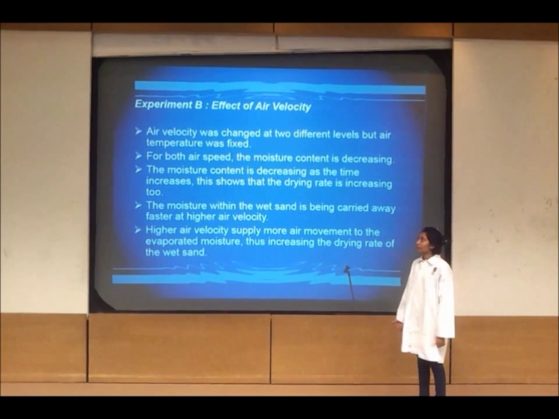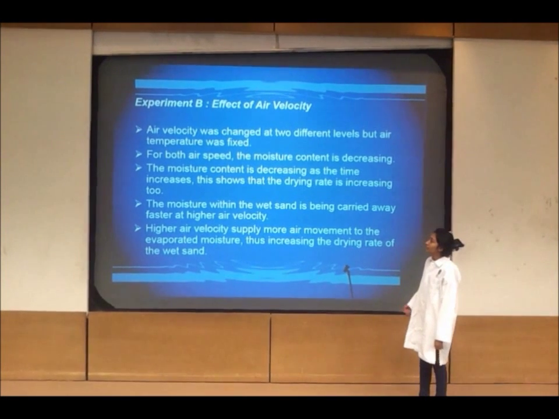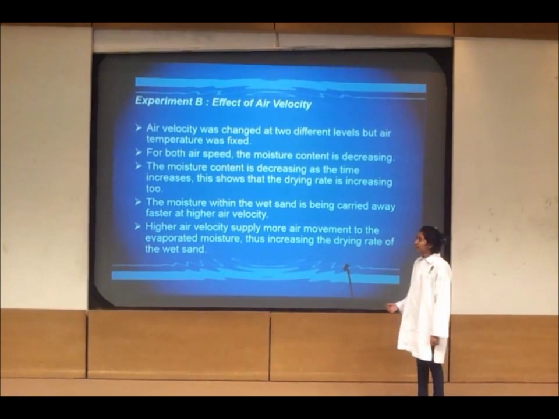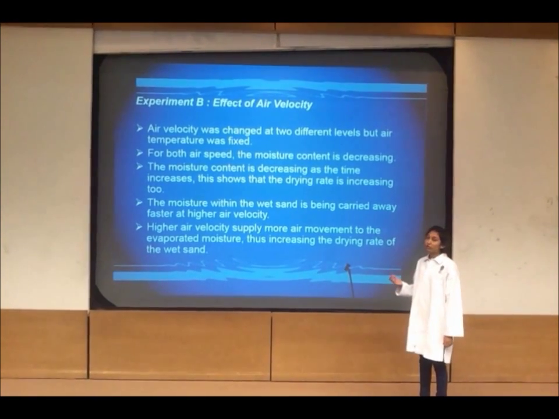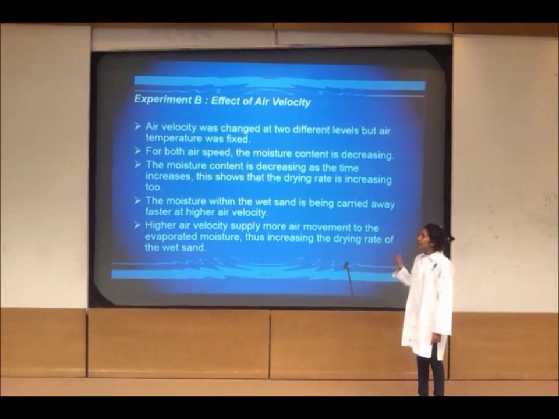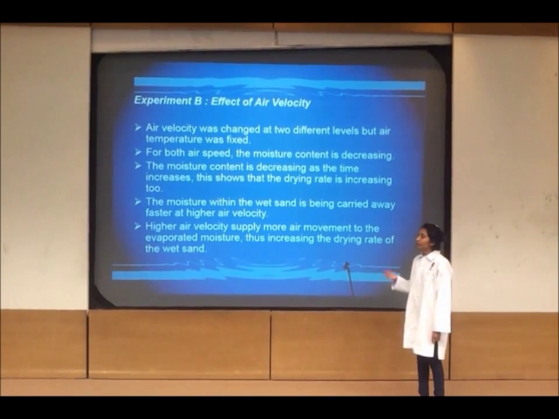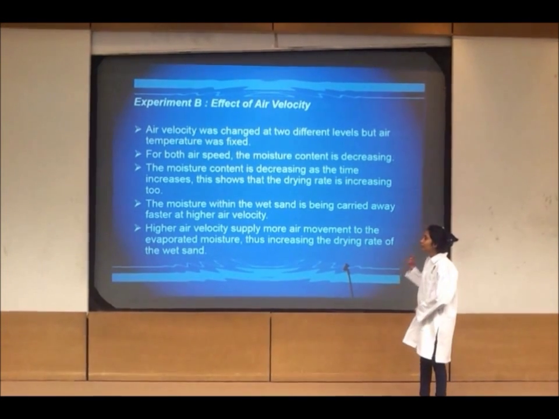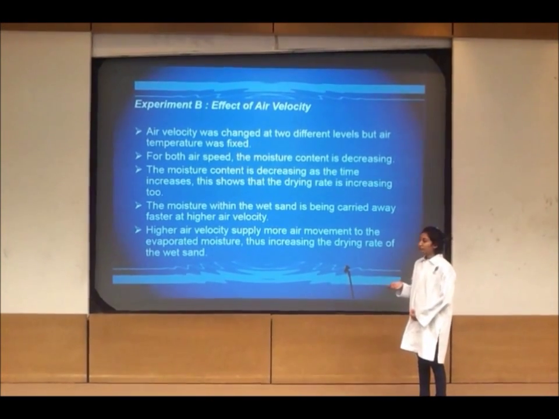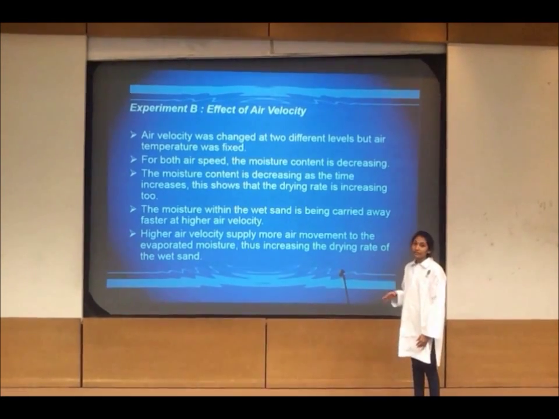Moving on to the next slide, which is experiment B, to study the effect of air velocity on the rate of drying. We can see that the air velocity was changed at 2 different levels, but the air temperature was fixed. For both air speeds, the moisture content is decreasing as time increases. This shows that the drying rate is increasing. The moisture within the wet sand is being carried away faster at a higher velocity of air. The higher velocity of air supplies more air movement to the evaporated moisture, thus increasing the drying rate. Basically, we can say that for experiment A and experiment B, the mechanism is the same.